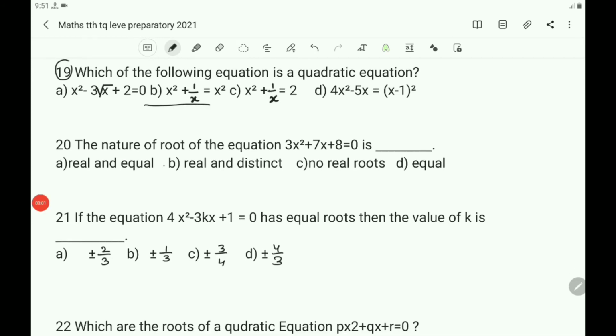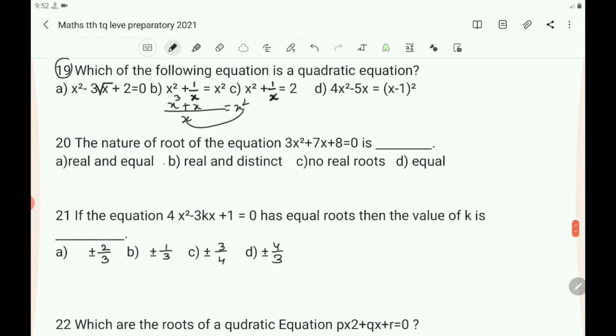Now the second equation, x square plus 1 by x equals x square. Here if you take the LCM, it becomes x, and in the numerator you will get x cube plus 1, equals x square into x, which is x cube. Then x cube gets cancelled. What is remaining? Only x. So it is not a quadratic equation.